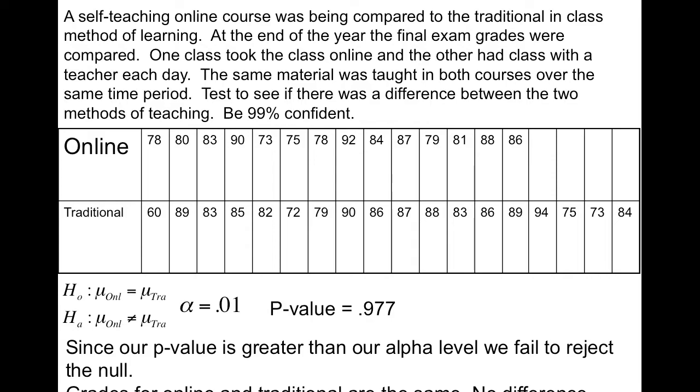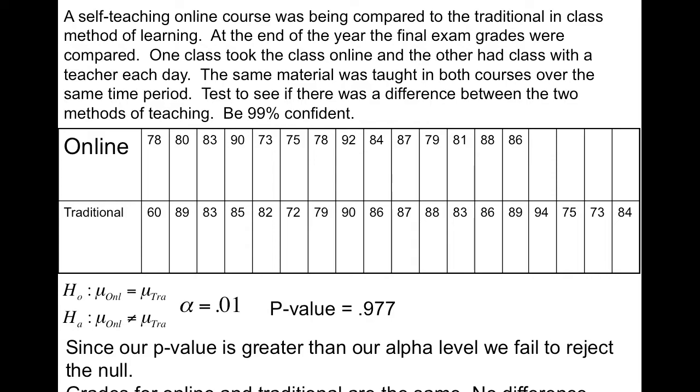Maybe if you have more space, write a little nicer than that. But the main point is fail to reject. So we sided with the null, so we have it being equal to each other. There's no difference between online and traditional. Take whichever one you want, and you should do equally as well.